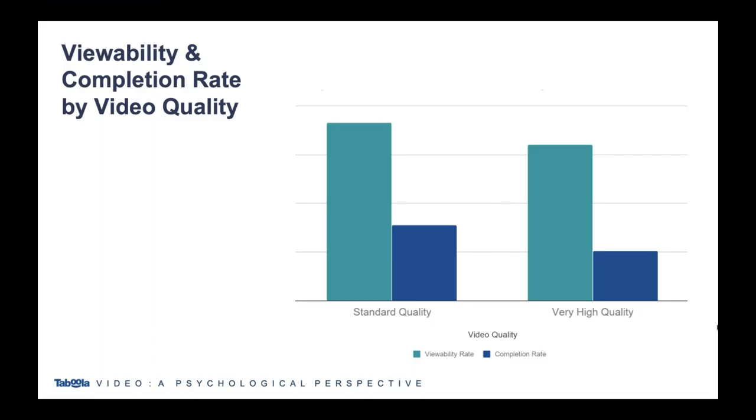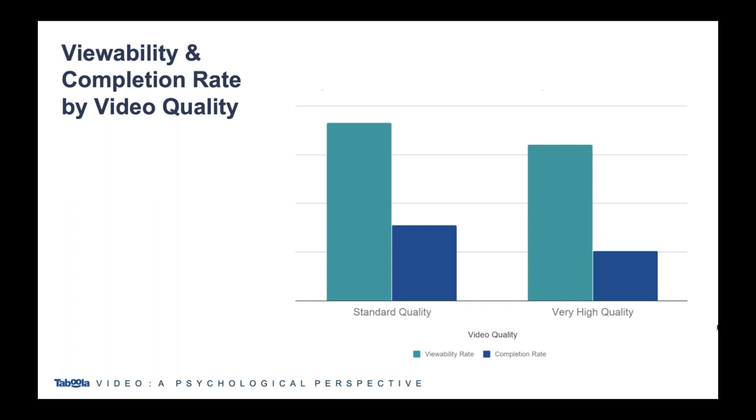Interestingly, when we analyzed the data in Taboola, we looked at standard quality videos versus very, very high quality videos. And we found that standard quality videos actually did better in regards to both the viewability rate and the completion rate, which is kind of surprising when I saw this. But I really do think that it relates to that authenticity. When we watch a video and it's staged and perfect, it feels to us a little bit less real, a little less authentic, too professional. And we usually tend to leave it earlier. If we're trying to engage our audience fully, try to be a little bit more authentic.